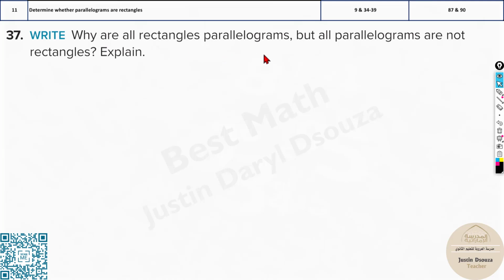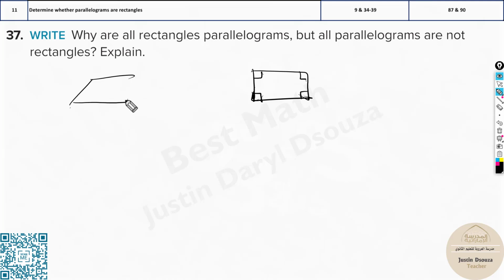Why are all rectangles parallelograms but all parallelograms are not rectangles? Okay, what is a rectangle? A rectangle is a quadrilateral which is a parallelogram and which is having 90 degrees. But what is a parallelogram?